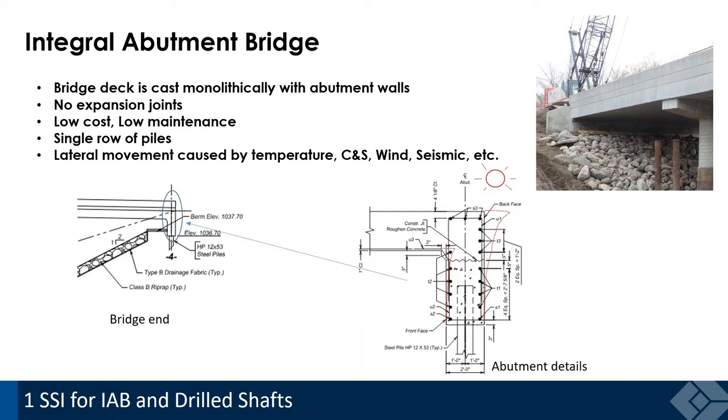As we know, the main concern for integral abutment is the thermal effect. In the summer, the expansion of the deck would cause the compaction of the backfill and lead to the rotation of the abutment and cause passive earth pressure. While in the winter, the contraction of the deck will cause the abutment to rotate towards the deck and may lead to the slide of the soil behind the abutment.